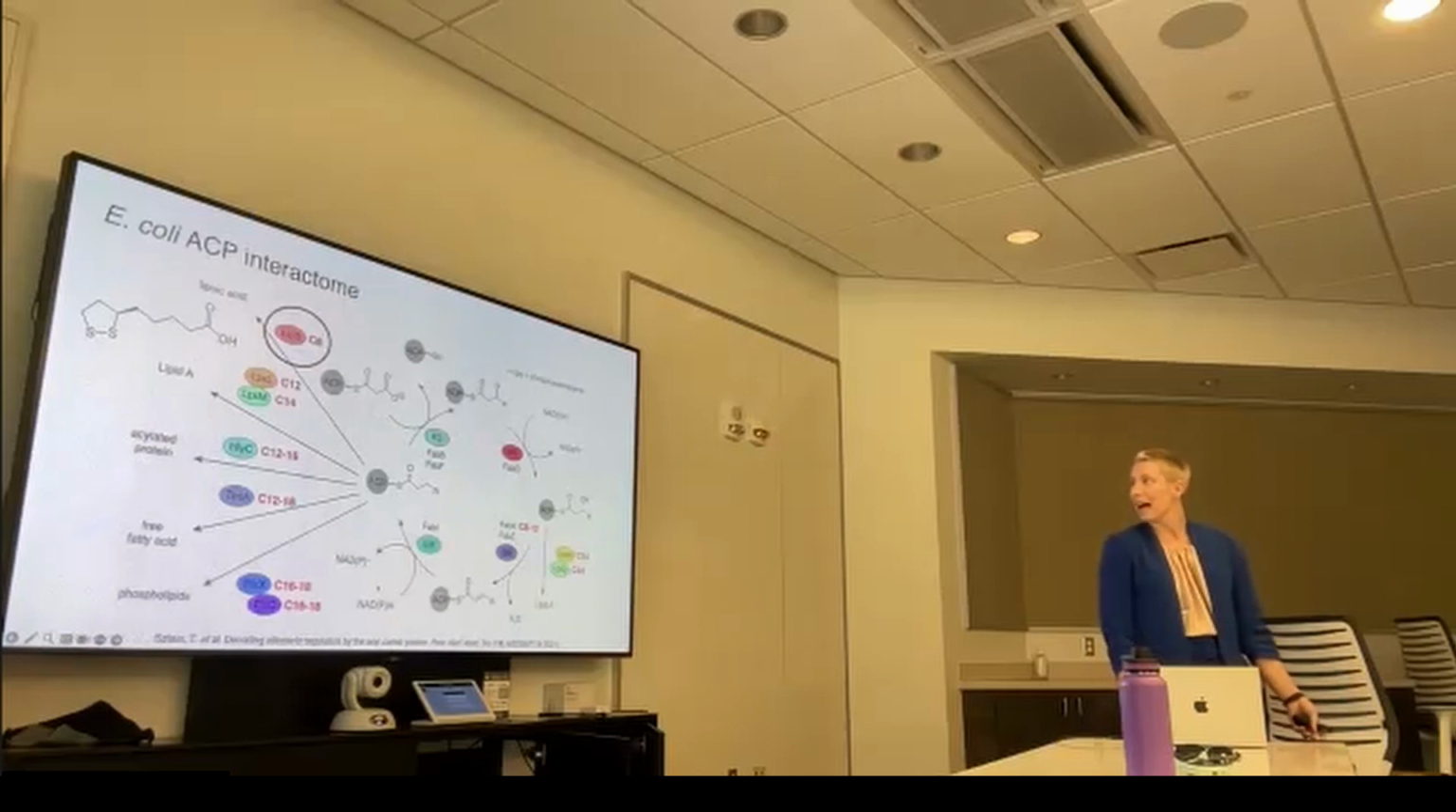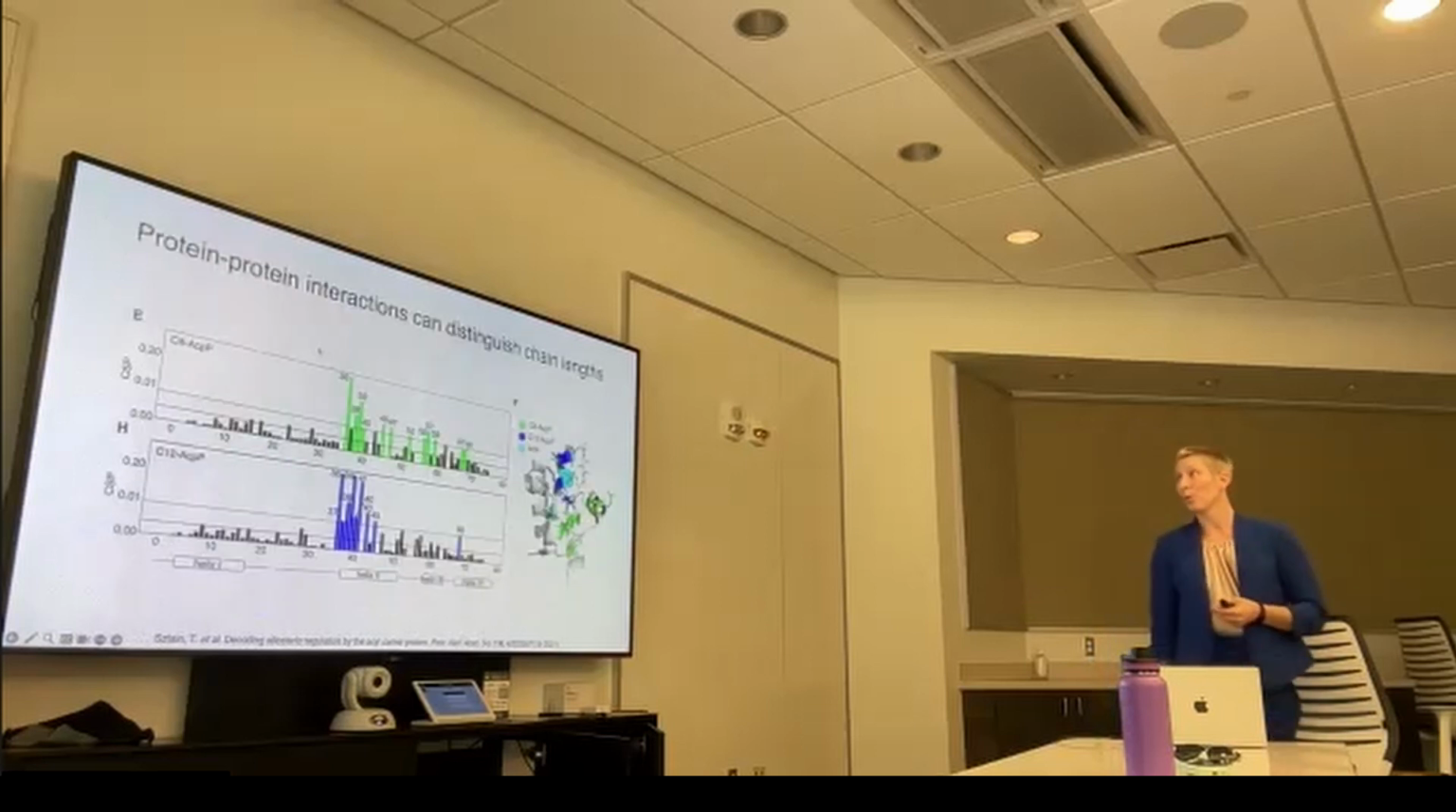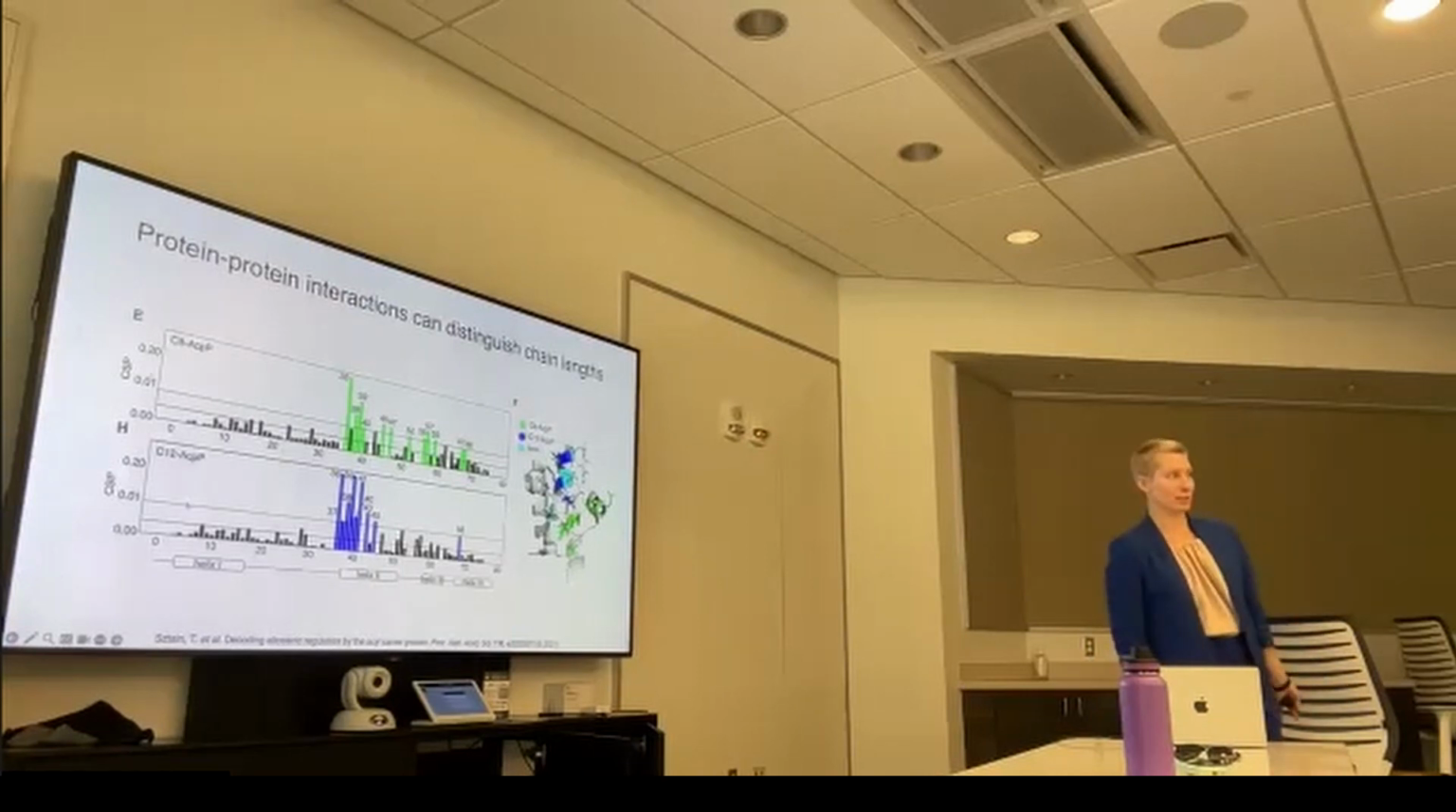So the way that we tested that was we took this one enzyme, which is highly specific. In order to create lipoic acid, it only will perform catalysis with C8 chain length ACP. So we did this other NMR experiment where we took both C8 ACP and C12 ACP, which it's not meant to perform catalysis with, and we saw, okay, wow, there's a completely different protein-protein interaction profile. And so this was really exciting.